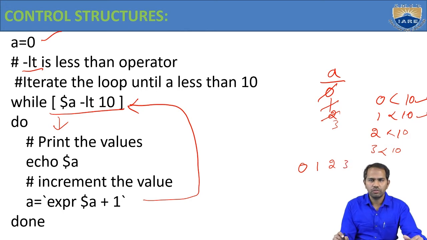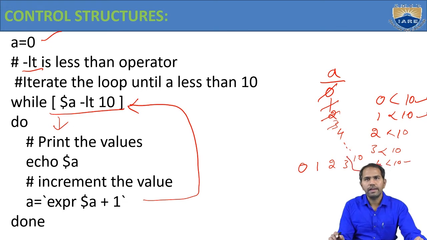Next, a plus 1. So $a, which has 3, becomes 3 plus 1, which is now 4. Now check the condition: 4 less than 10. Yes, the condition is true, so enter the loop. Keep moving up to 10. 10 less than 10, the condition fails.